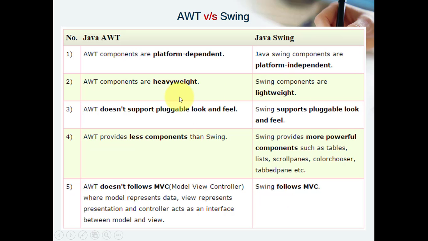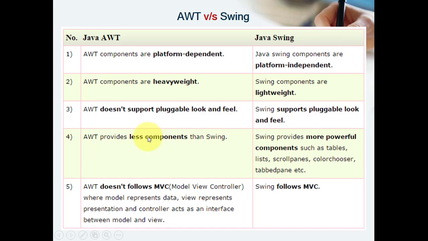Look at the AWT and Swing differences. AWT components are platform dependent, Java Swing components are platform independent. AWT components are heavyweight, Swing components are lightweight. AWT doesn't support pluggable look and feel, so it is not possible in AWT to just plug in and write the code and call it. Swing components support pluggable look and feel, which is a very important feature of Java, pluggable codes.